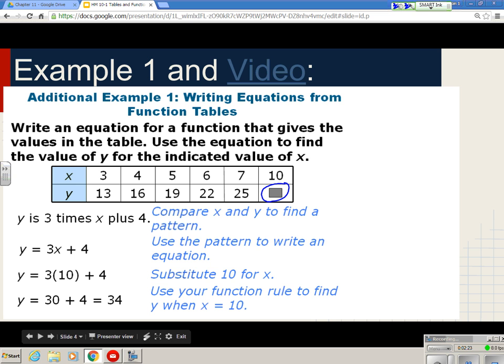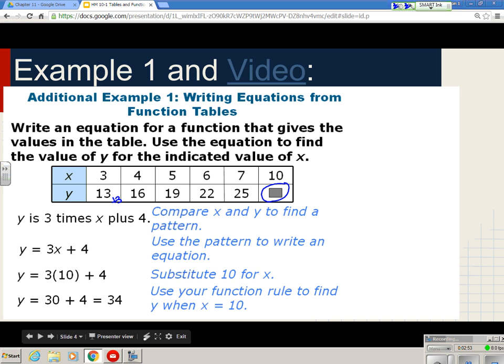Well, if we look down here at the y's, we can see that we're going from 13 to 16, 16 to 19, 19 to 22, 22 to 25. You've probably already noticed that there seems to be a pattern of plus 3 every time. So with that pattern of plus 3, we know that 3 is going to somehow come into play within our equation. Okay? But we have to see how x to y works as well.